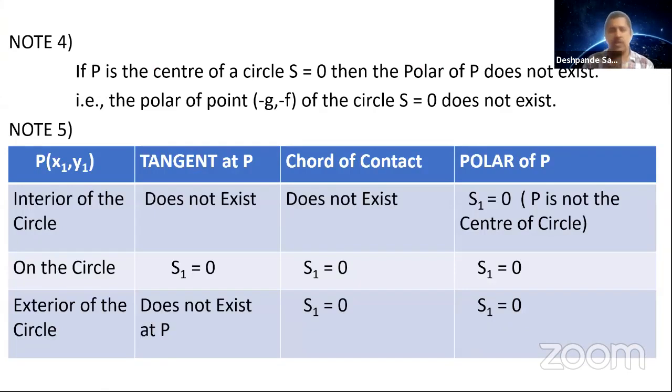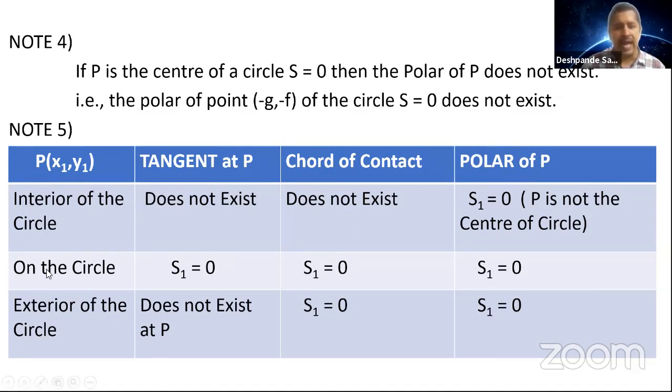Okay, so let us recapitulate what exactly you have taken in the tangent, chord of contact, and polar here. When the point is inside the circle, the tangent does not exist. When you take the point in the interior of the circle, the chord of contact also does not exist. And when you take the point inside the circle, the polar is again S1 is equal to 0. So see the difference: the tangent is not there, the chord of contact is not there, but the polar is there, and it is S1 is equal to 0. The only condition is that the point should not be the center of the circle. Except the center, you can have it anywhere inside the circle.